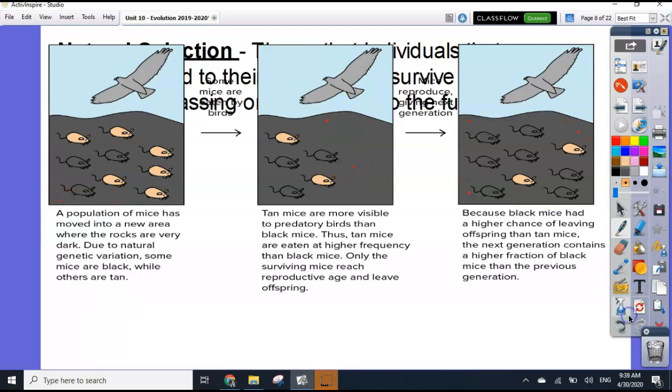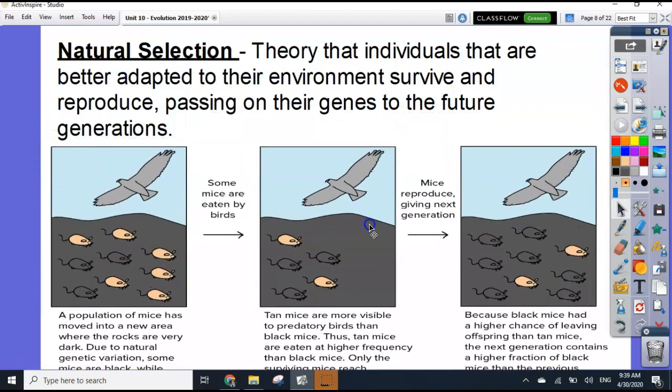So this is the idea of natural selection. Nature, right? This hawk, and the environment decided which ones were going to survive. So the idea of natural selection is that individuals that are better adapted to their environment, meaning they're able to survive better in their environment, end up surviving and passing on their genes to future generations.